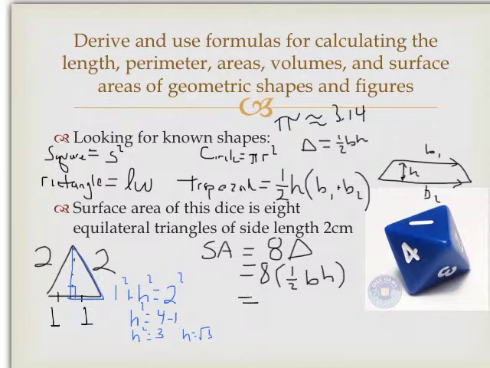And so I'm going to be left here. I'm going to have 8 times 1/2 is 4. My base, my entire base, is 2. And my height is root 3. And that's going to give me a total of 8 root 3 centimeters squared.